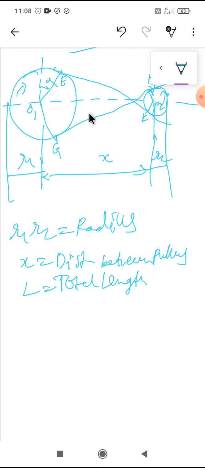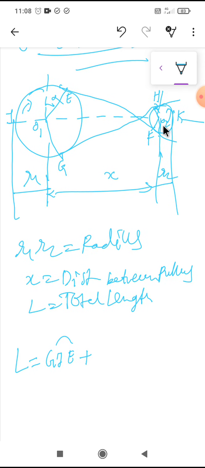To find out the length of the belt drive, we know that total length L will be equal to, let me say this point as J and this point as K, arc GJE plus arc FKH plus EF plus GH. So as you move from here, arc GJE plus EF plus FKH plus GH. That is the length of the whole cross belt drive.